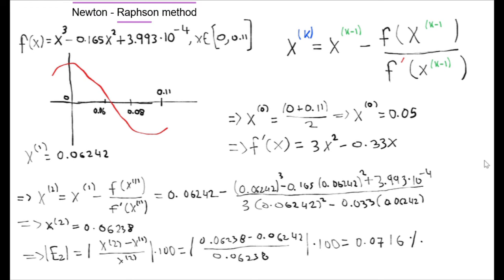We can see that after only two iterations the relative error's value has decreased significantly. Let's perform another iteration, with the exact same steps.